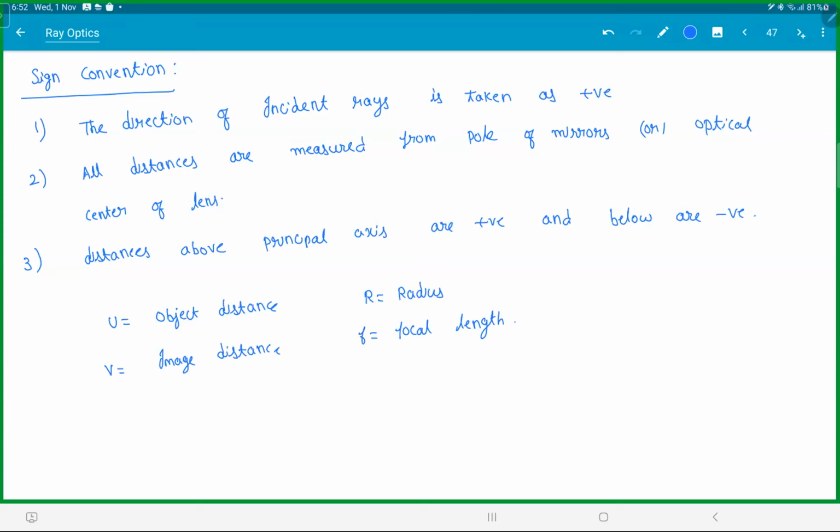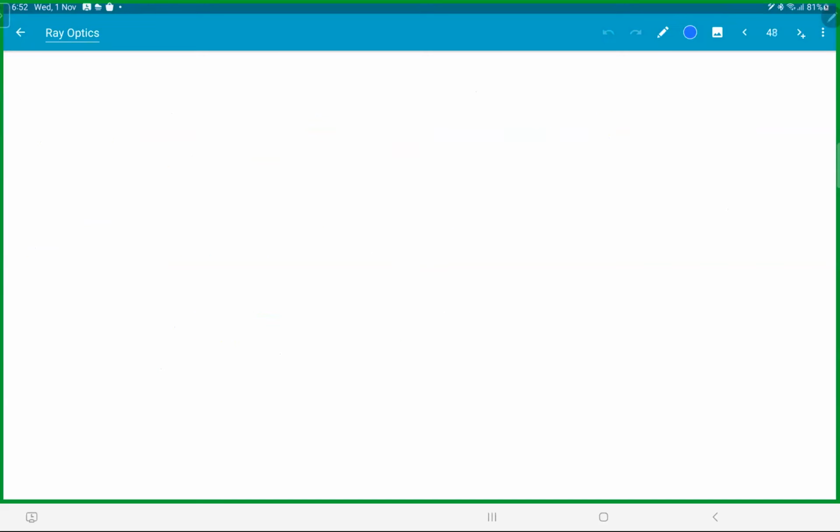Clear? Let me take an example. See, this is the same example we have taken before, for the object and image concept. Let's say we have a mirror and a lens.